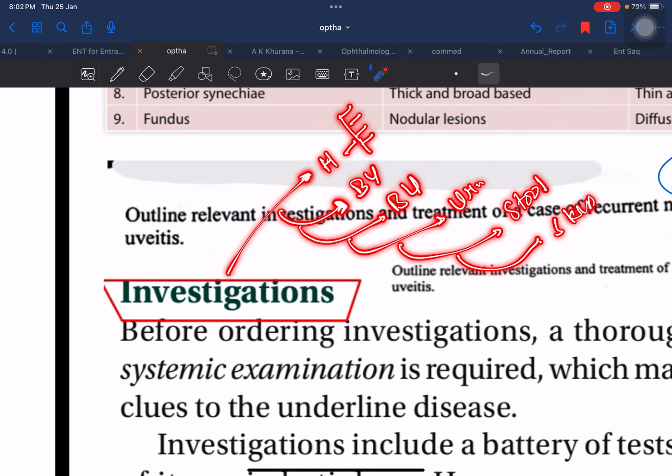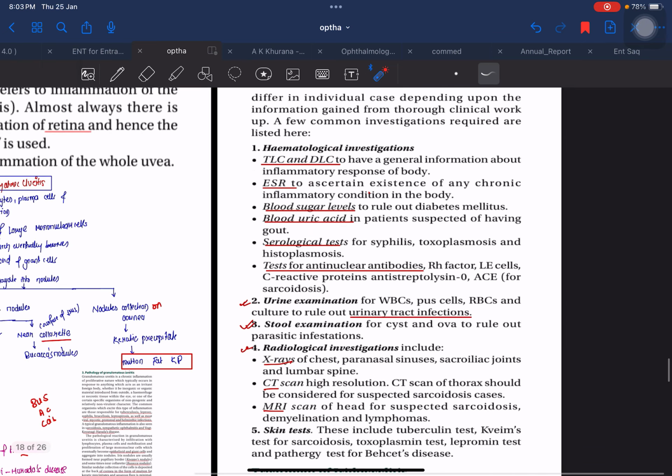Several hematological examinations, like TLC, DLC. We talked about serology, blood sugar, blood uric acid, and anti-nuclear antibody test. In urine, we did it to rule out UTI. In stool, we did it to rule out parasitic infestation. Similarly, in skin, we did the tuberculin test and toxoplasmin test. These are the relevant investigations sent.